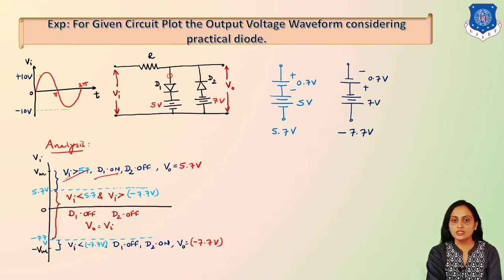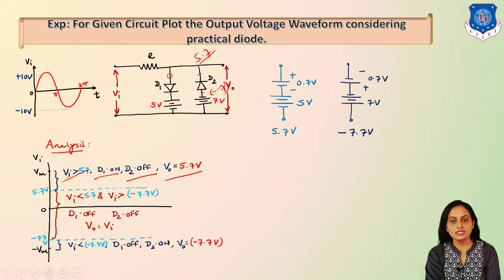And what about D2? If input is at the voltage level 5.7, then you can see over here at the anode it is minus 7 and at the cathode it is 5.7. So D2 is in the reverse bias, so D2 is off, and that is why output voltage will remain 5.7 when we draw the equivalent circuit.